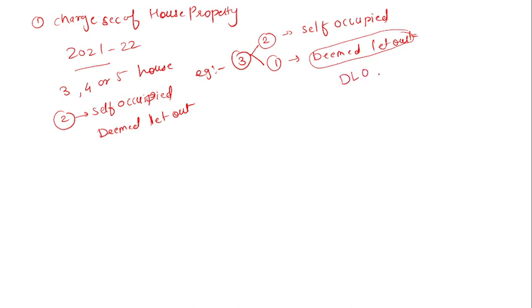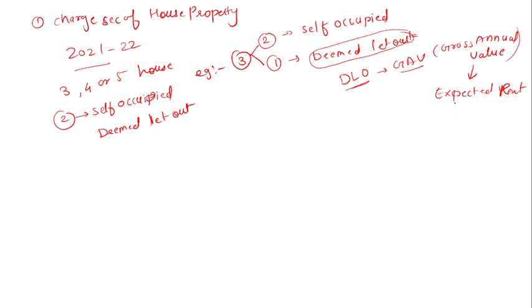For calculating this, we need the GAV. What is GAV? GAV means gross annual value. For calculating this gross annual value, we need to calculate the expected rent. And how will we calculate the expected rent, ma'am?